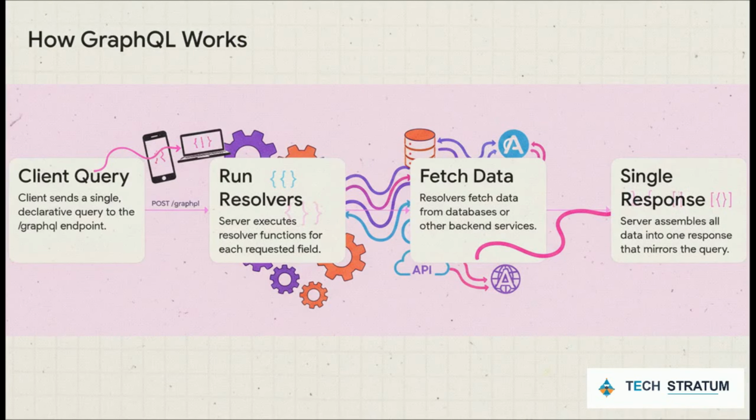So, how does it all work? Well, a client sends just one POST request to a single endpoint, usually /graphql, and that request contains a query that looks a lot like JSON. On the server side, that query gets validated against a schema. Then, for every single field the client asked for, a corresponding resolver function kicks in. And these resolvers are the real heart of GraphQL. They're the bits of code responsible for grabbing data from your databases, your other microservices, or any other API. The server then just pulls all those results together into one response that perfectly mirrors the shape of the original query.